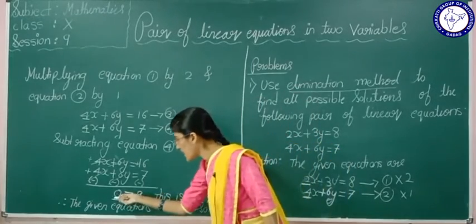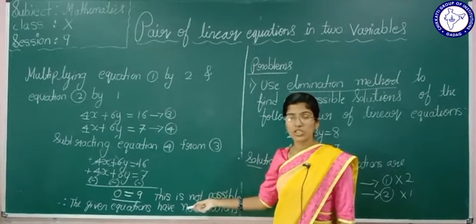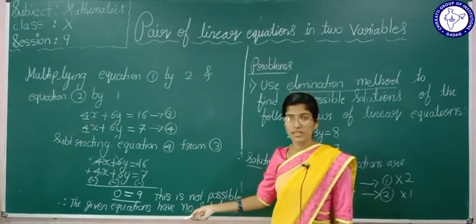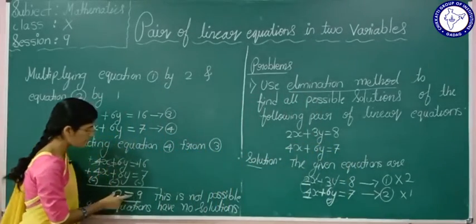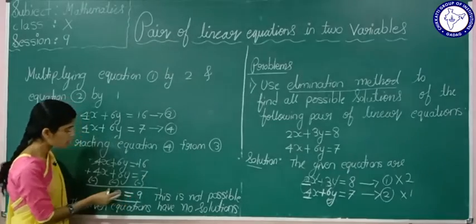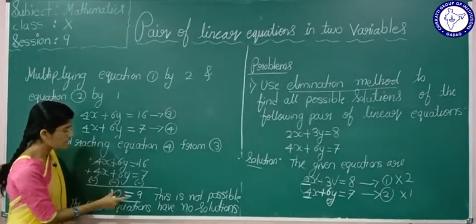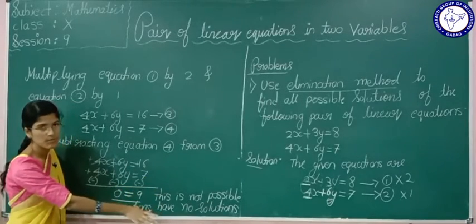Suppose we got here 9 is equal to 9. At that time we would tell the given equations have infinitely many solutions. Now I got here 0 is equal to 9. Suppose I got some linear equation in one variable, how to solve that we will see in the next problem.